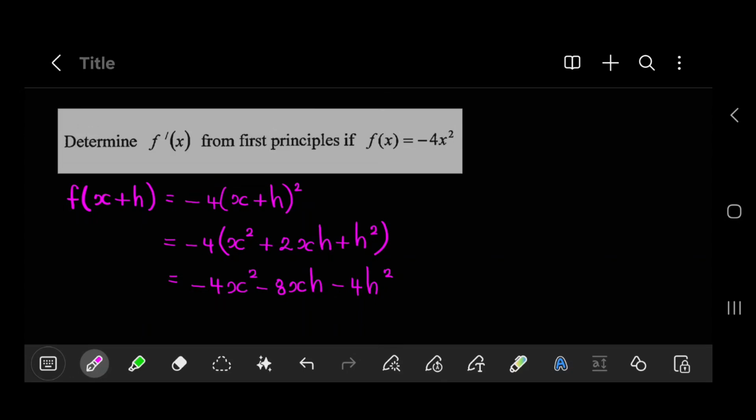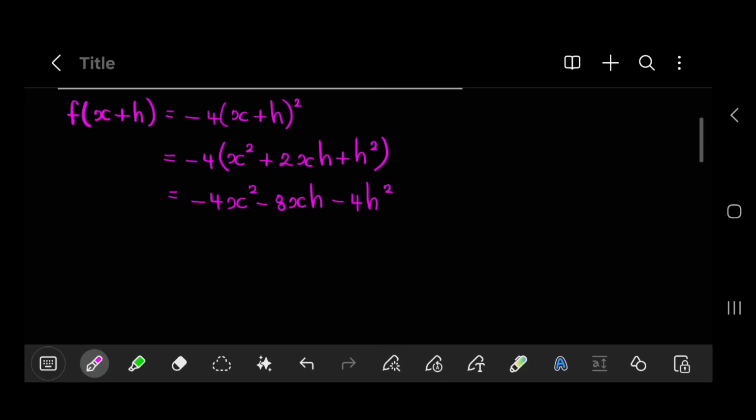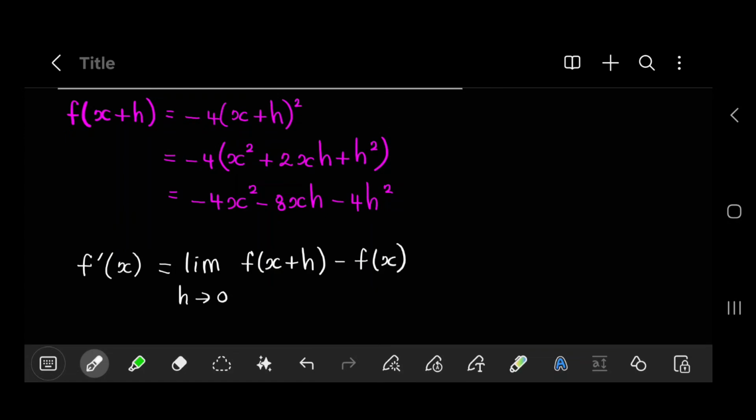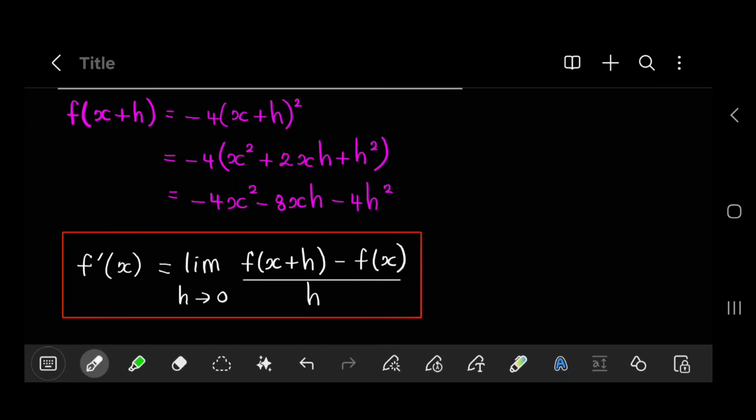Now that you have f of x plus h, you can now write down your formula for first principles. Remember the way the formula goes, we have f prime x is equal to the limit as h approaches 0 of f of x plus h minus f of x all over h. So the good thing is that this formula is usually given on your formula sheet. So just in case you forget it or you get confused, you can always refer to the back of your exam paper and it will be there.